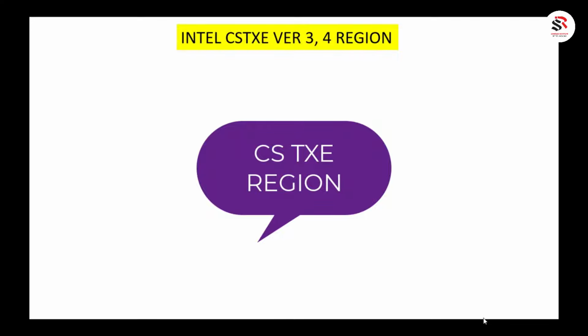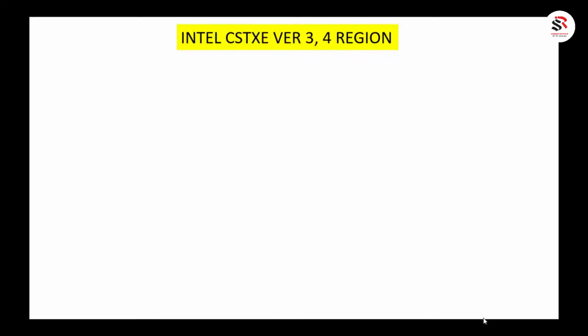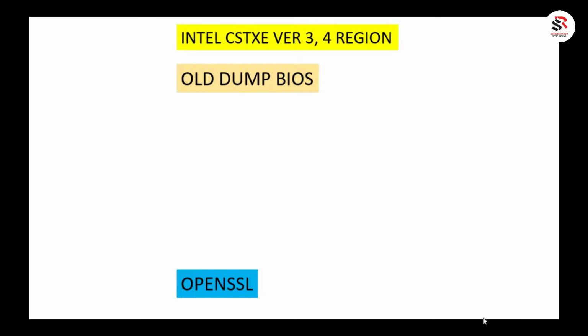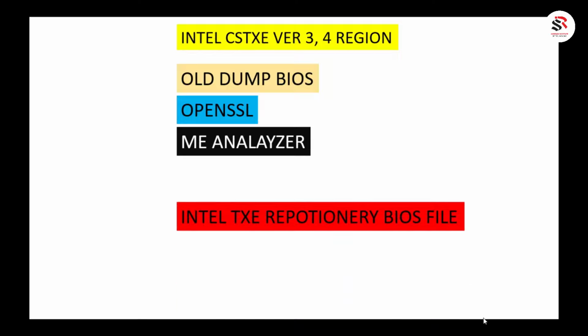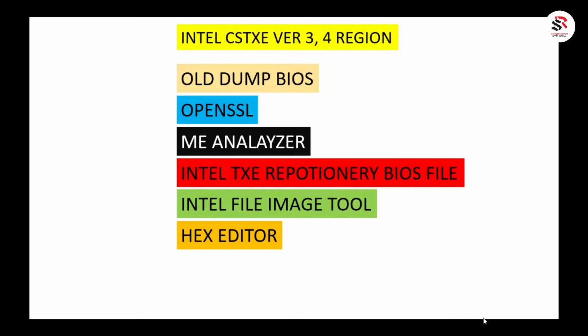So what are the things required to create a new BIOS? These are the things we require to create a new working BIOS. The first thing required is the old faulty BIOS, the old dump BIOS file. So we have to copy our old BIOS which is giving the problem, which we suspect has a problem in the TXE region. So first we want that.